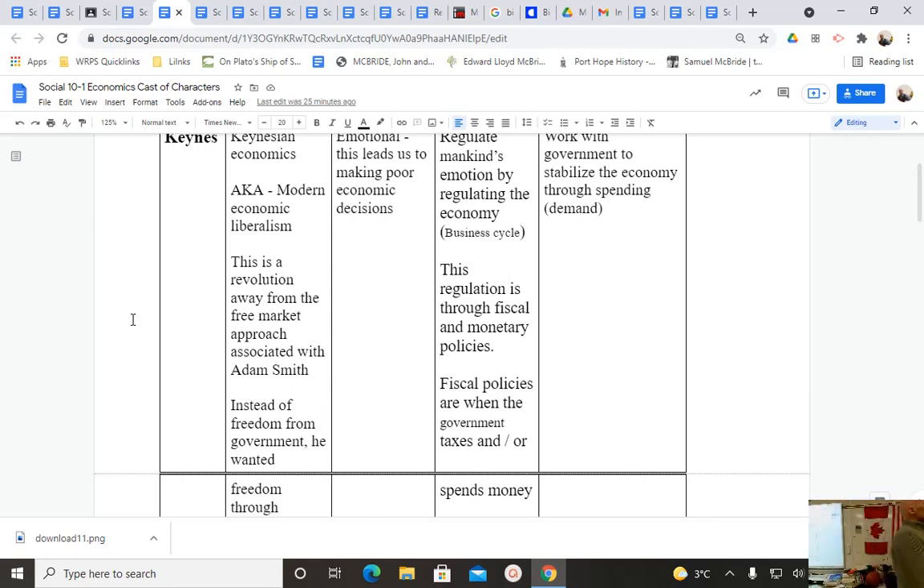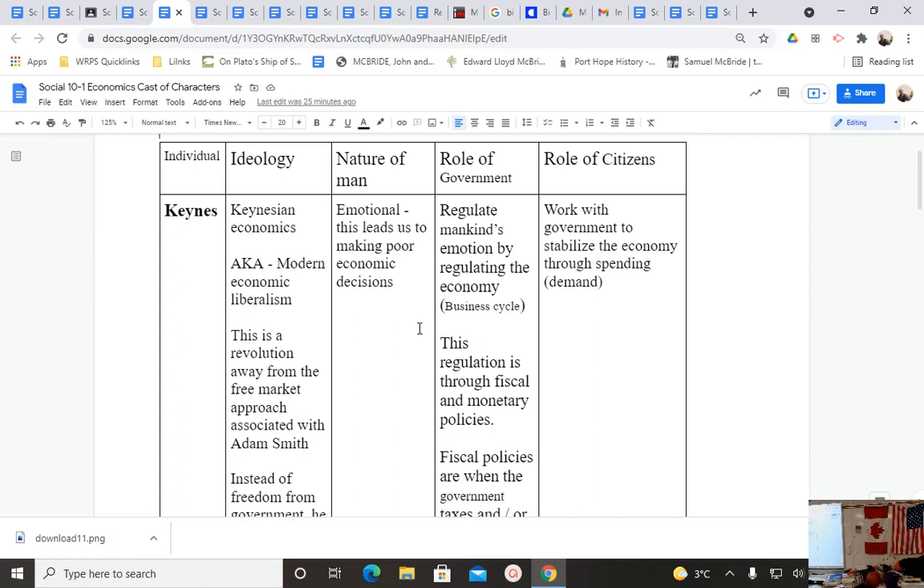So, being that it's a new form of liberalism, we call this modern liberalism. If Smith is classical liberalism, Keynes is modern liberalism. It's introduced in the 20th century, and at that time it was seen as a modern way of thinking. So far in this column, the column on the left, we had Keynesian economics, aka modern economic liberalism. It's a revolution away from the free market approach of Adam Smith, because now we think that instead of freedom from government, we need freedom through government. But that doesn't explain why. That just says what it is. Why do we need it?